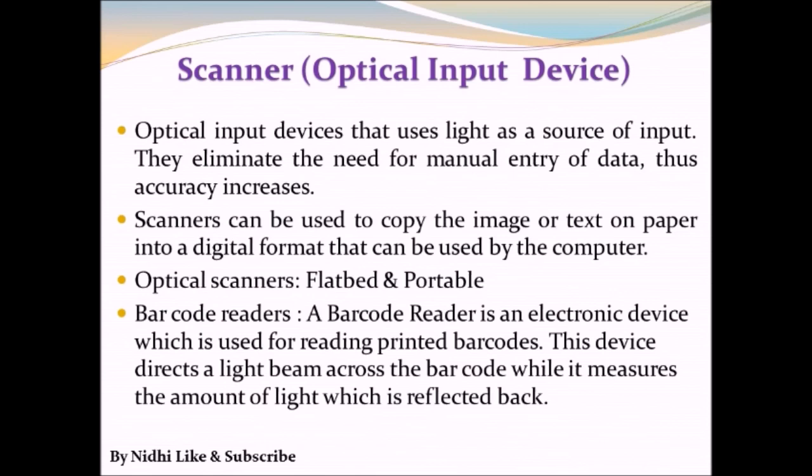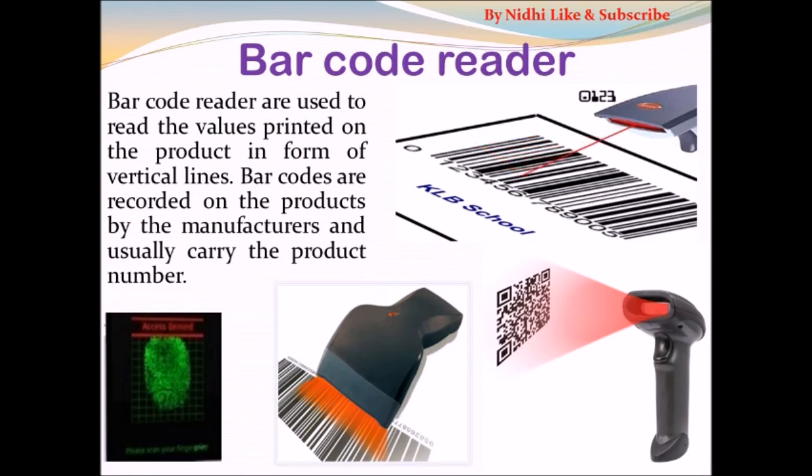It is an electronic device which is used for reading printed barcodes, that is in the form of black and white lines. These devices direct a light beam across the barcode, and measure the amount of light which is reflected back. So black means absorbing light and white means reflecting light. Okay. So here you can see the image of barcode reader. It is reading the barcode and numbering is also given. So each barcode has a unique identification.